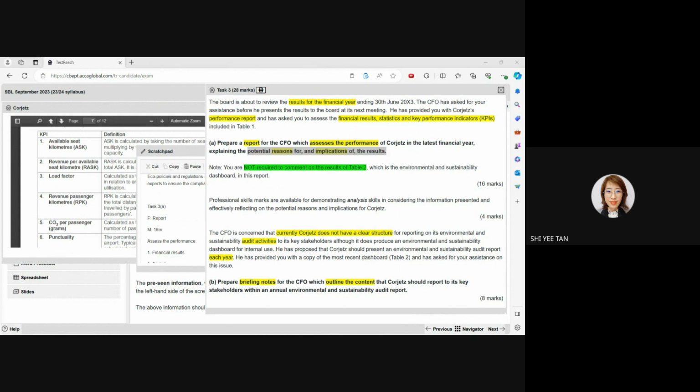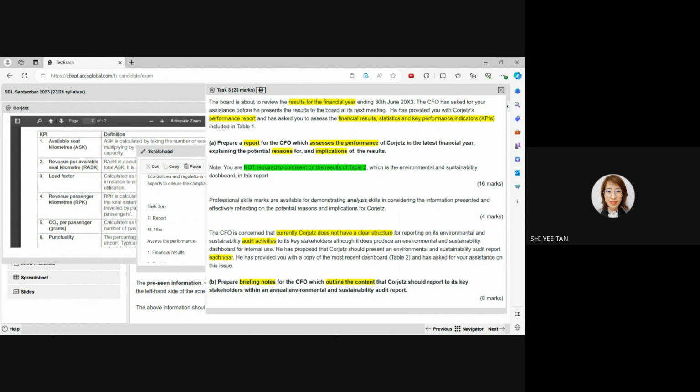When you see this, potential reason for and implication of the result, this is talking about analysis. This one is asking you to do analysis. Analysis will ask you to talk about the reason. Why is a certain performance like this? Why is the performance in this way? That is the analysis process. So whenever they ask you to explain the reason and also tell the implication, it is referring to analysis.